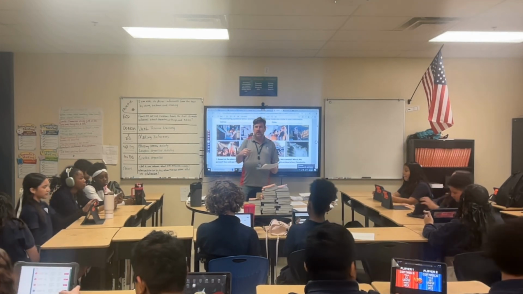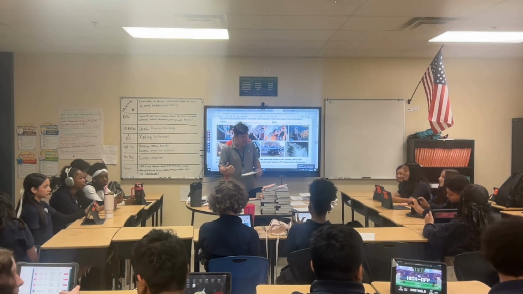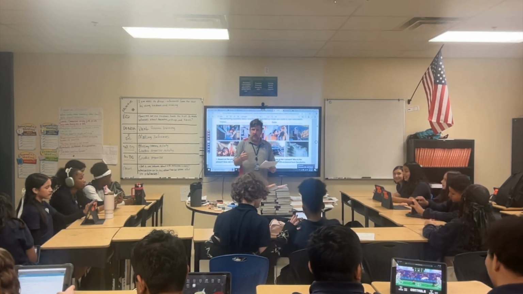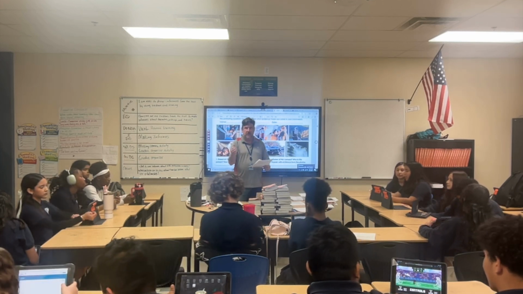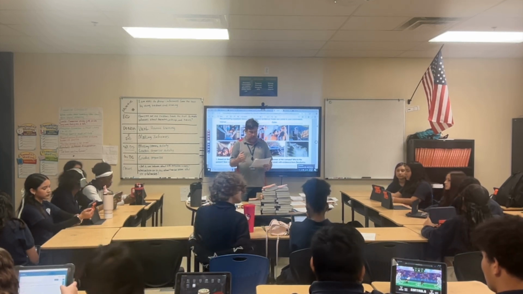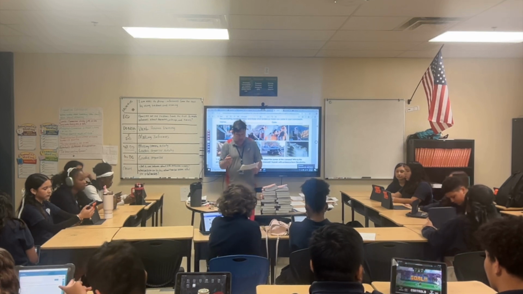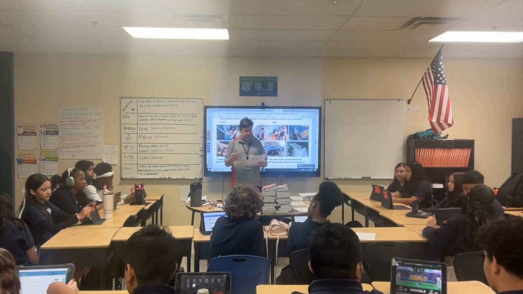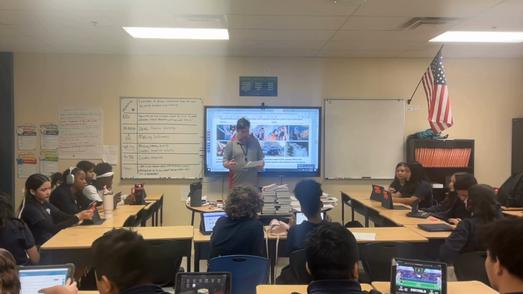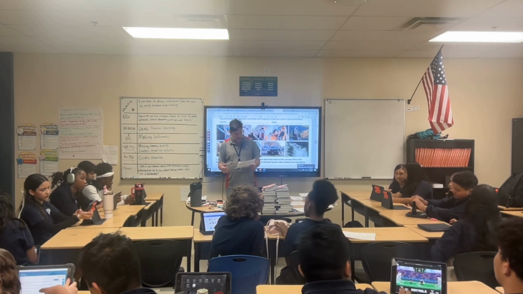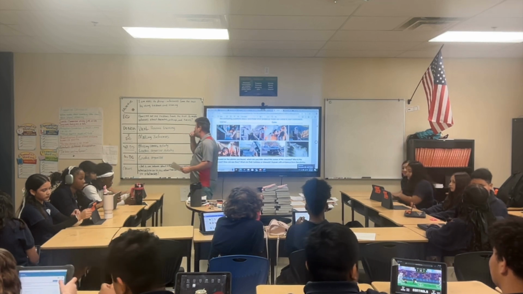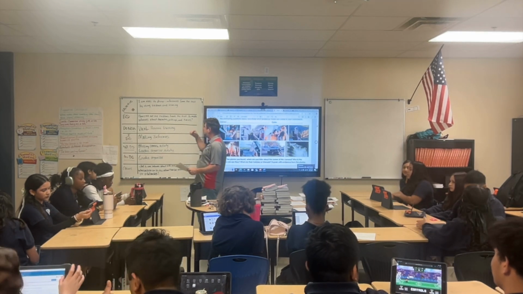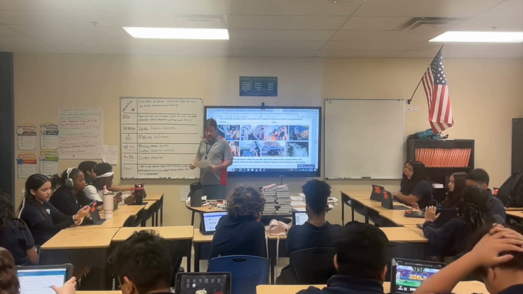Drawing inferences simply means using clues from the text to figure out things that the author doesn't tell us directly. Okay, this skill helps us understand the story better and think more deeply about what we read. So the essential question today is: how can we use evidence from the text to make inferences about character, setting, and events?